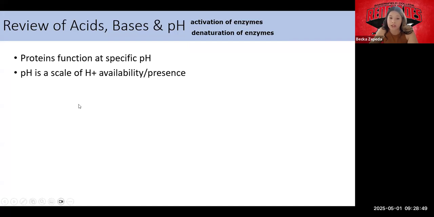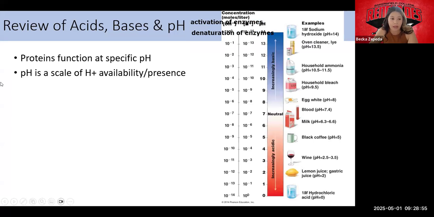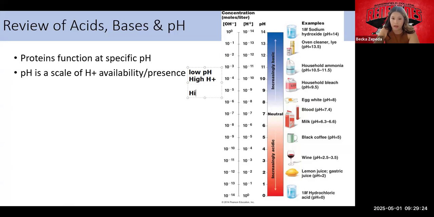So pH is a scale of hydrogen ion availability and presence. Make sure you take a look at this scale, and I'm going to go ahead and erase what I just wrote. The higher the pH, the fewer hydrogen ions are available. The lower the pH, more acidic, that means more hydrogen ions are available. So make sure you make a note of that. I'll write that over here. Low pH means high H plus, high pH means low H plus, or hydrogen ion availability.